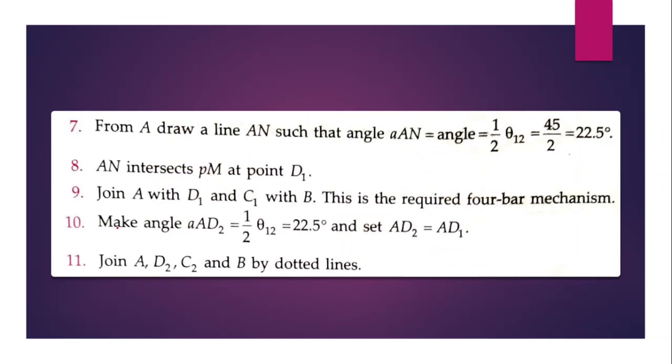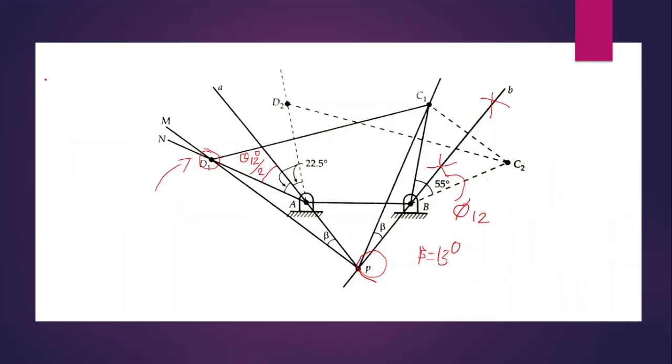Then make angle small a, capital A, D2 equal to theta 12 by 2 degree, that's equal to 22.5 degree, and set A D2 equal to A D1. This angle is equal to theta 12 by 2, that's equal to 22.5 degree. Then A D1 length must be equal to A D2. Then we can locate the second position of the input crank.